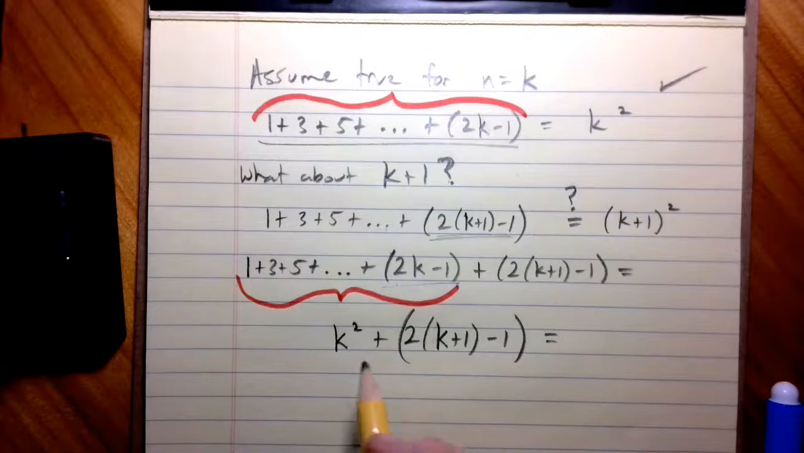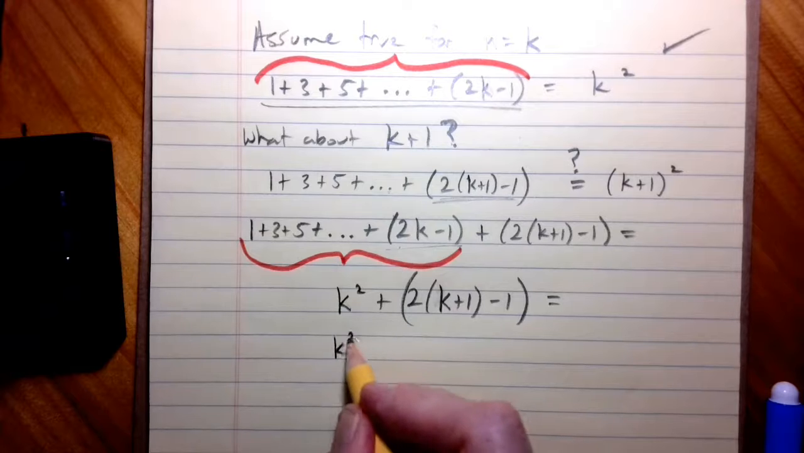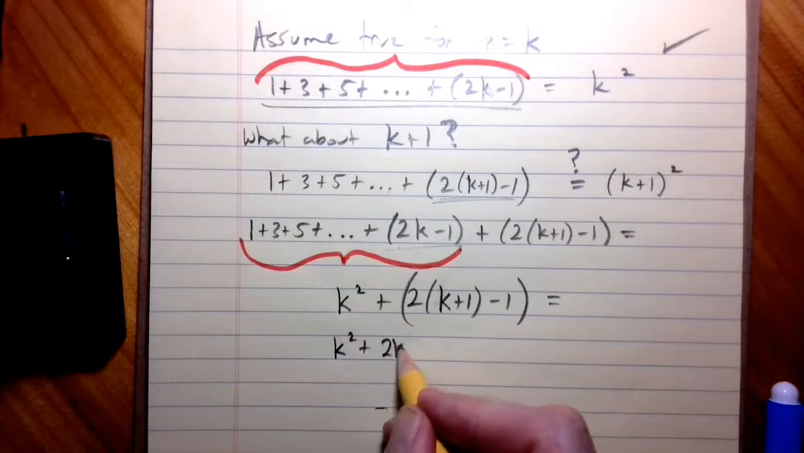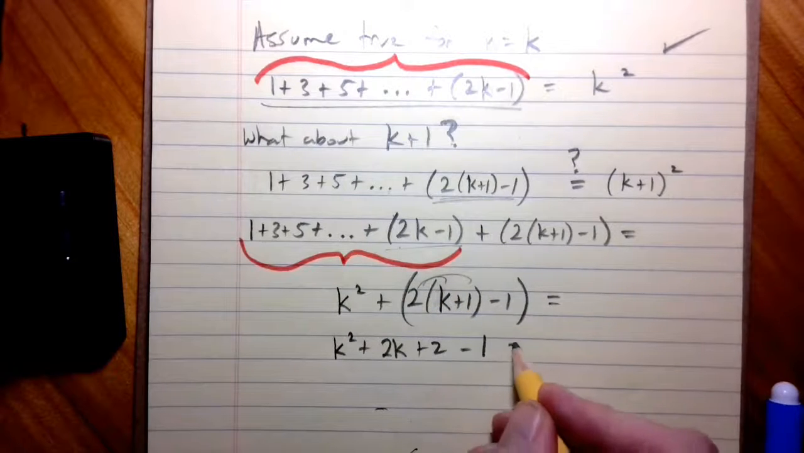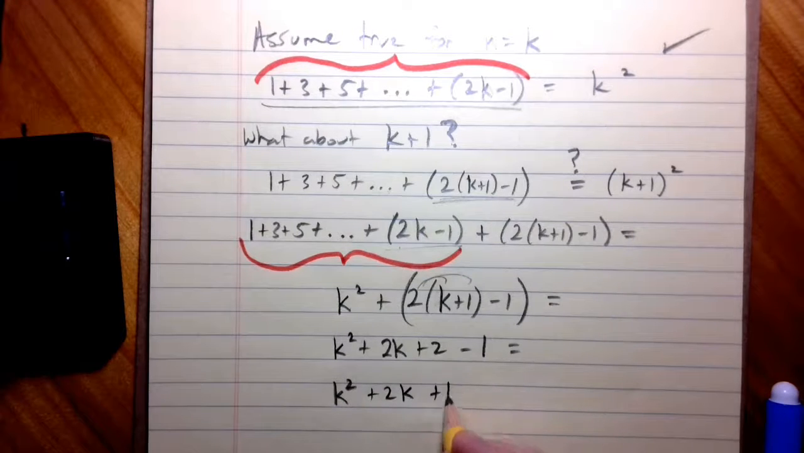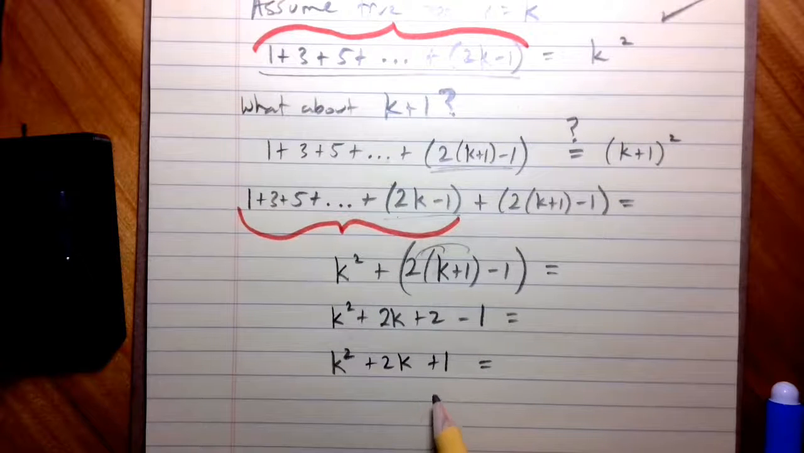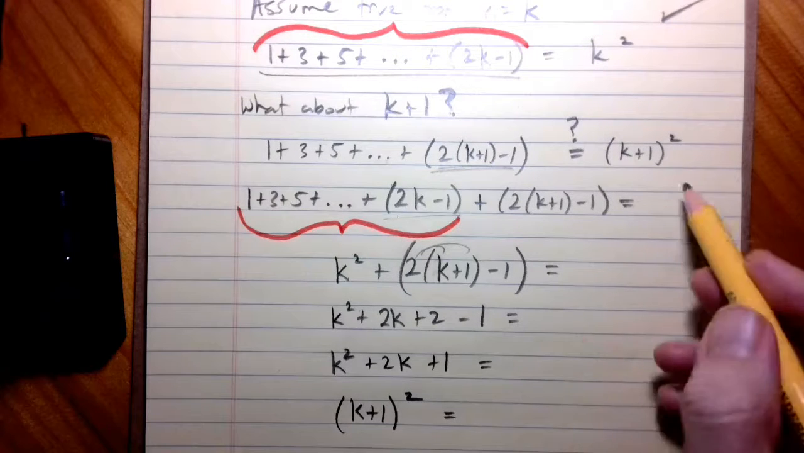Okay, let's see what we can do algebraically here to simplify some of this. This is k squared plus 2k plus 2, that's distributive property, minus 1. That's k squared plus 2k plus 1. Well, this is a trinomial that's factorable. This is equal to k plus 1 squared, which is what we are trying to prove.